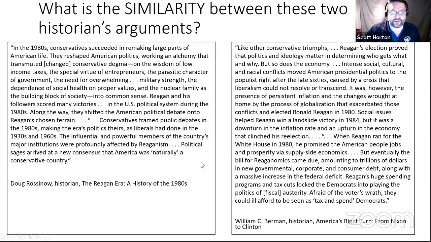These are the two arguments, just to put them on the screen here for you. Hopefully we're not blocking you off too much here, but let's think about what's the similarity between the two historians' arguments. How are they the same? I'll give you about 40 seconds to try that out.